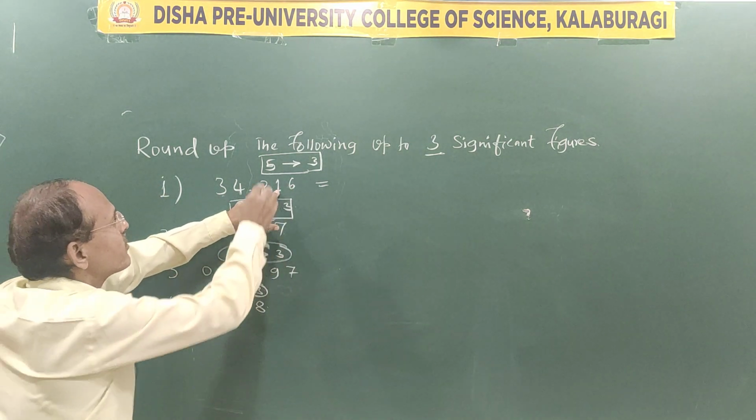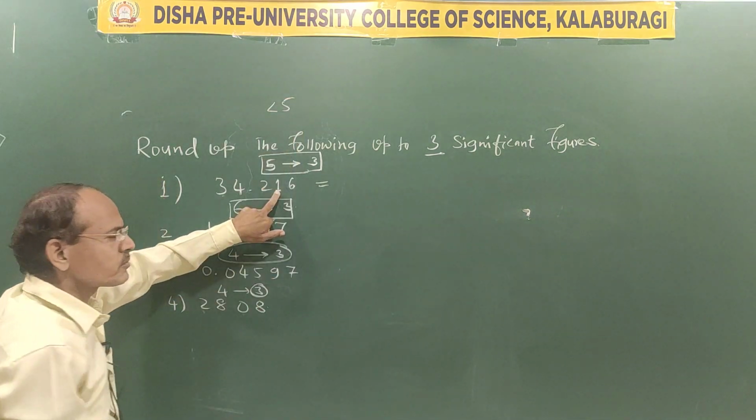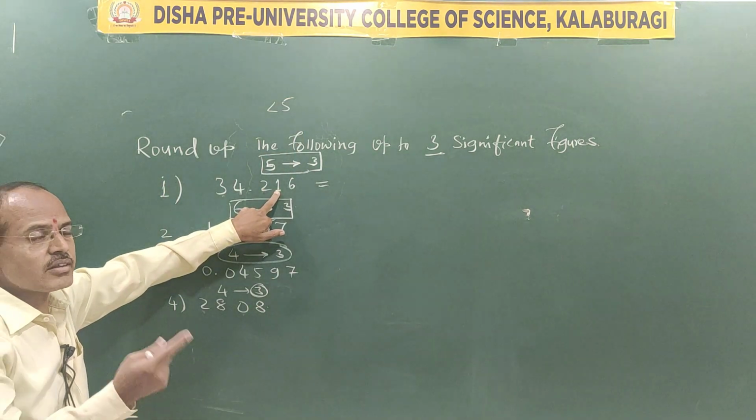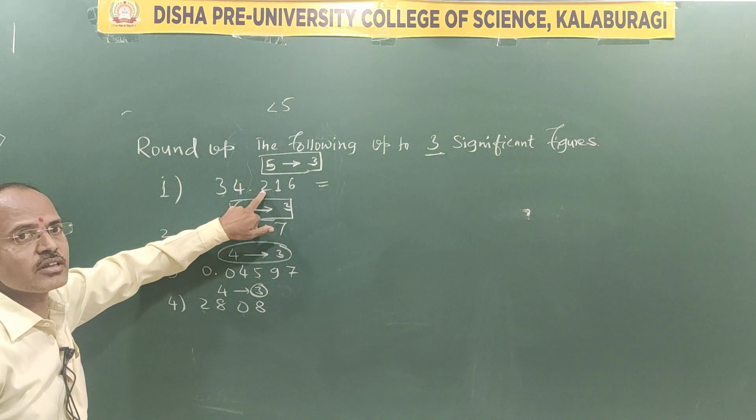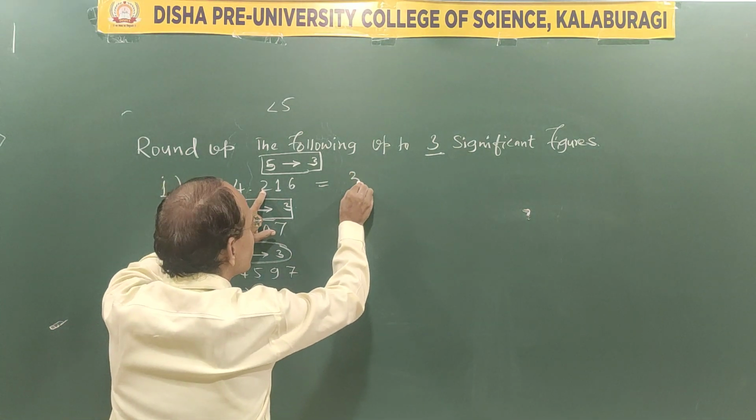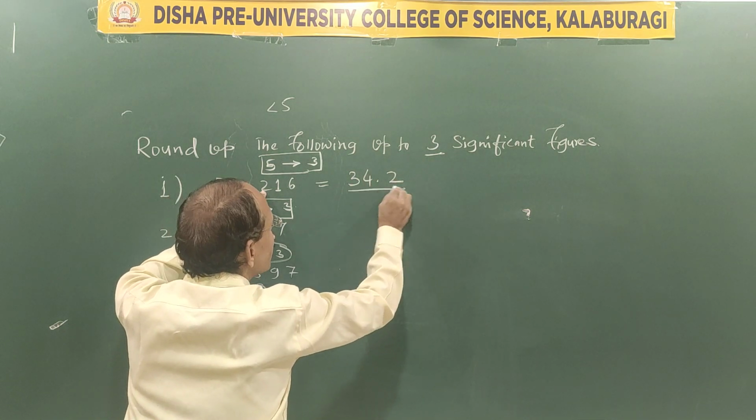So this 1 is less than 5, isn't it? When it is less than 5, that means there is no change in the preceding value. So I can write 34.2 as the answer for this.